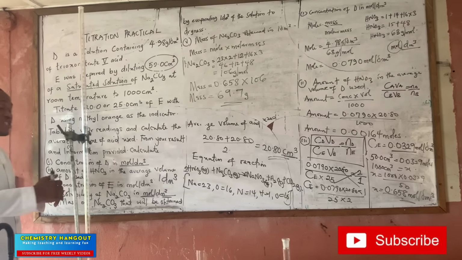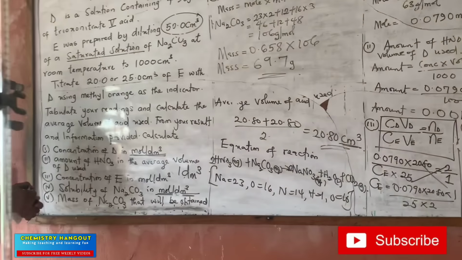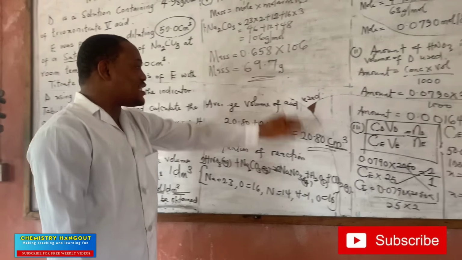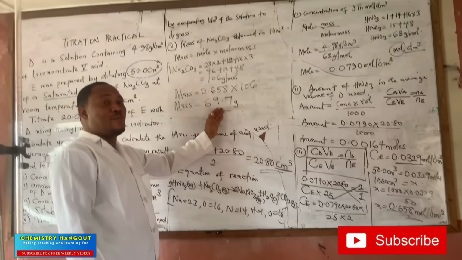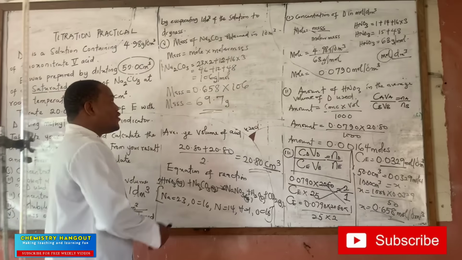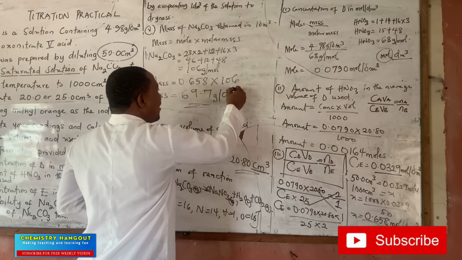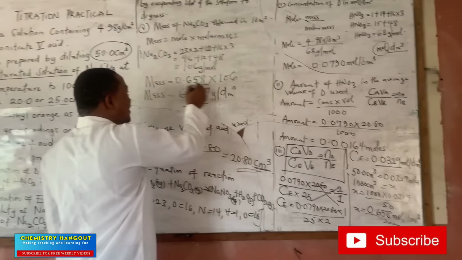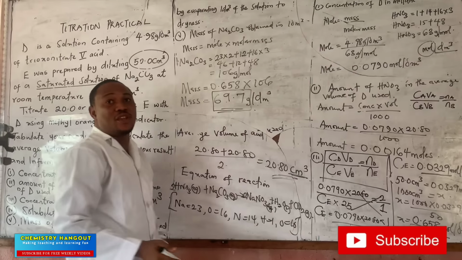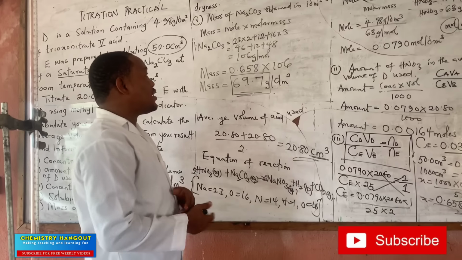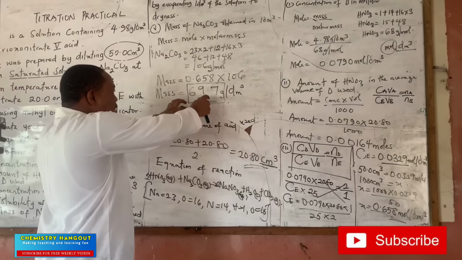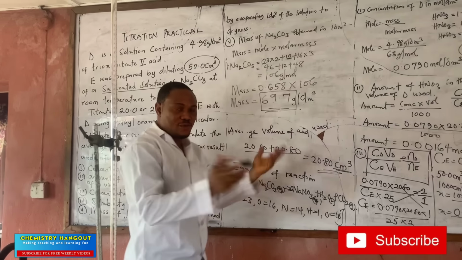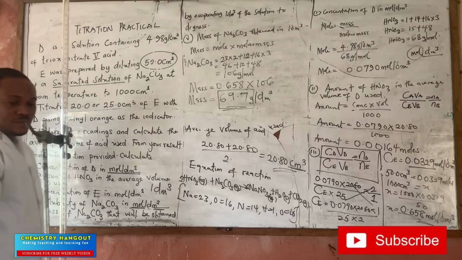If you are asked concentration in mole per dm cube, you know what to do. If you are asked amount, you know what to do. All this one, mass of this that will be obtained. So the mass that will be obtained is this. If you still put your per dm cube, you are still correct. You are still saying the same thing. What you are saying is that you have 69.7 grams obtained in 1 dm cube of solution. So you are very correct. So this 69.7 grams will be obtained if you evaporate 1 dm cube. That's good.